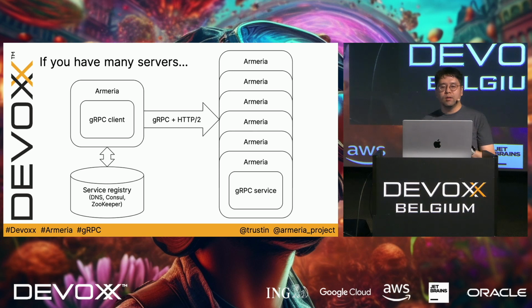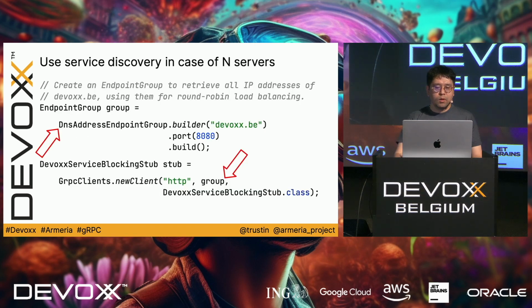For that, we need a service registry that provides the list of servers. And the client could fetch the list of the servers from the registry and distribute the load using some kind of strategy like round robin or weighted round robin, for example. So how do we do that? This kind of mechanism is called service discovery.